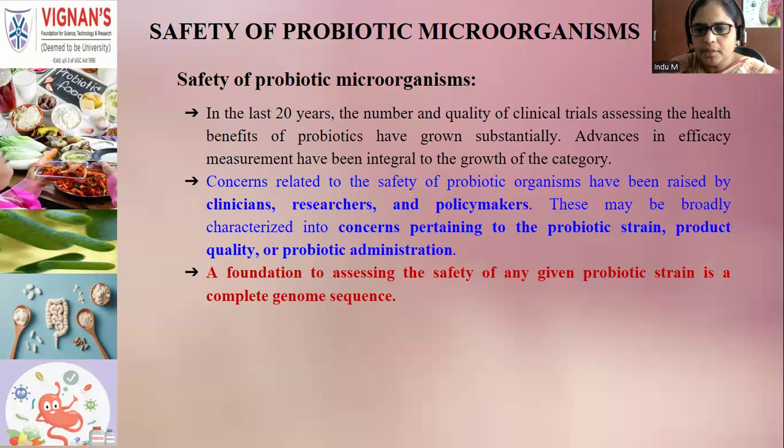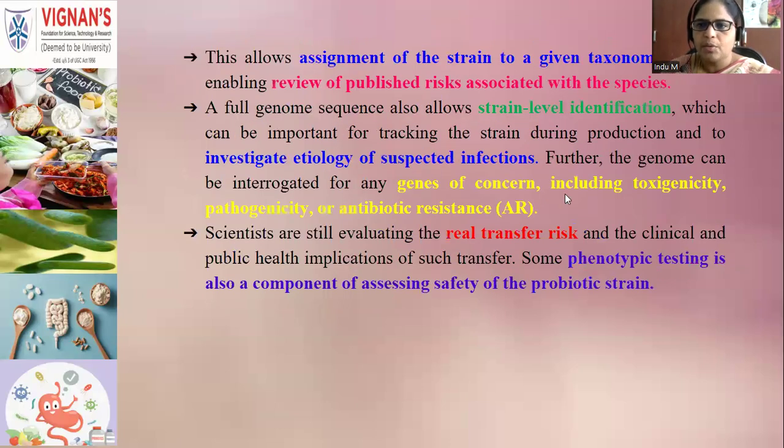A foundation to assessing the safety of any given probiotic strain is a complete genome sequence. That means you have to study the complete genome sequence of the probiotic microorganism. This allows the assignment of the strain to a given taxonomic group, enabling a review of published risks associated with the species. Scientists study the organisms we call probiotics and generate data related to the risks associated with that particular species, so you have to go through this while selecting the probiotic organism.